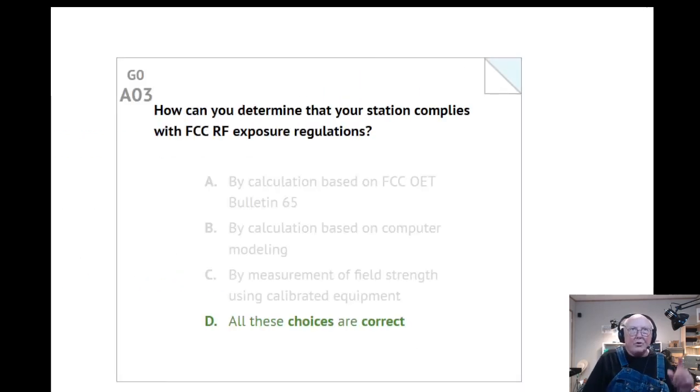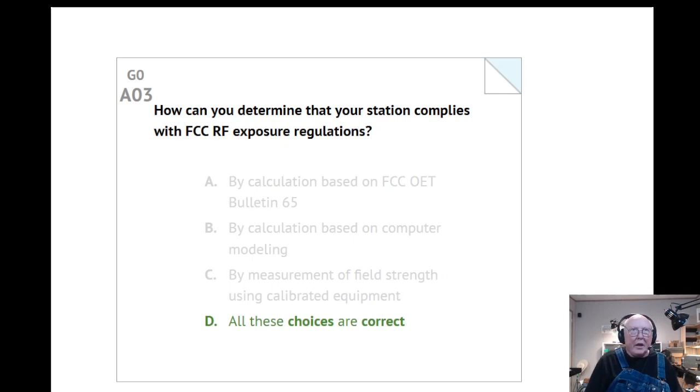This is A03. How can you determine that your station complies with the FCC RF exposure regulations? Don't let this question freak you out. You could get an Elmer to help you with this, and they will walk you right through it. In many cases, they'll just do it for you with you sitting there, and it's easy to do. There's a calculator. All you got to do is plug in the data, and it'll spit out the answer.